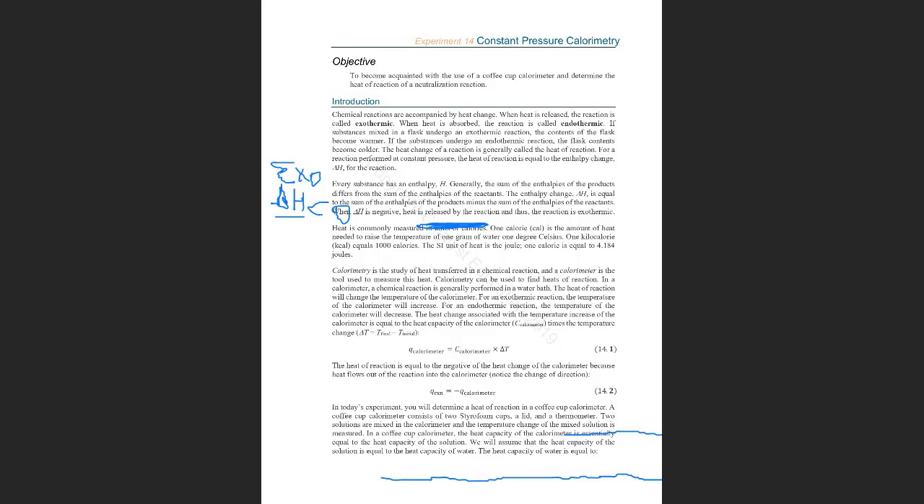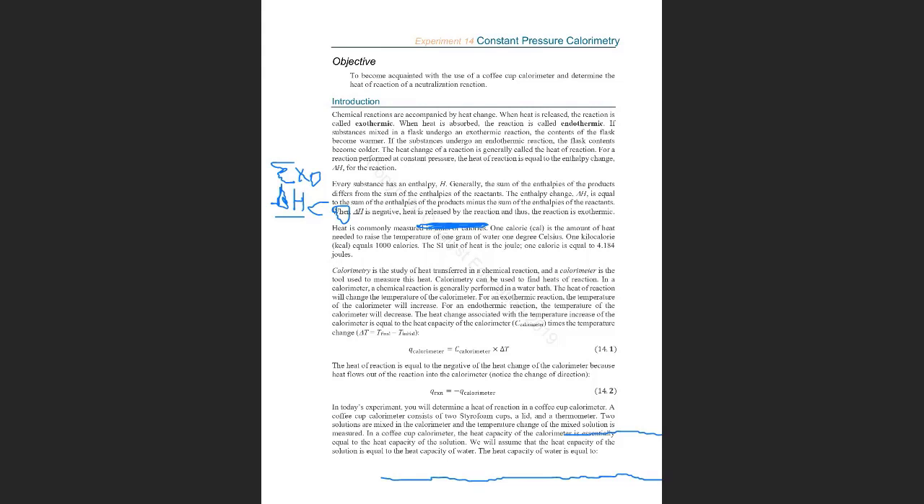And then here they are giving us a different equation. I think this is a little confusing for the coffee cup calorimeter. But we'll go over it because we'll do some practice problems and I will make sure that this is clear. But this is very important.